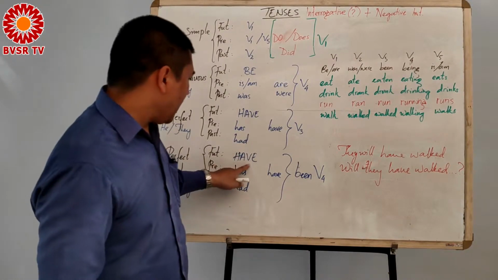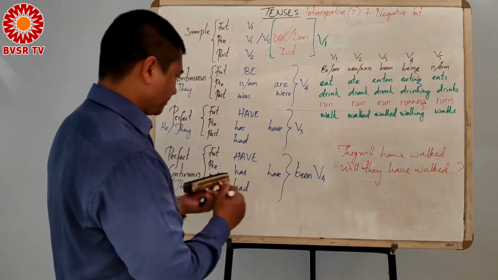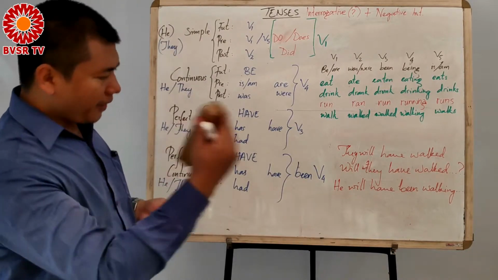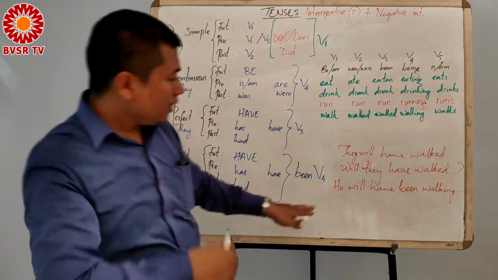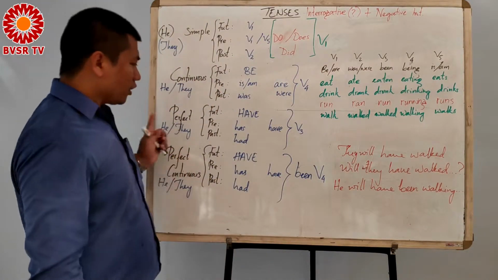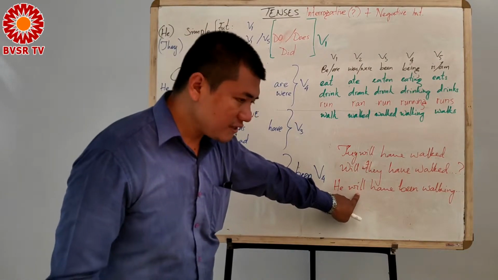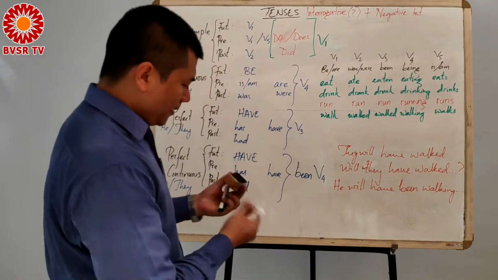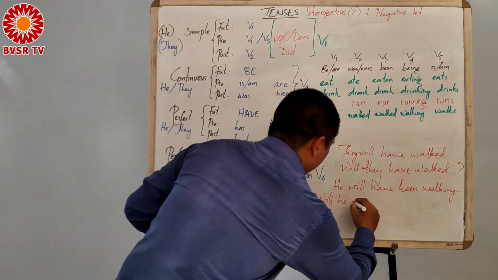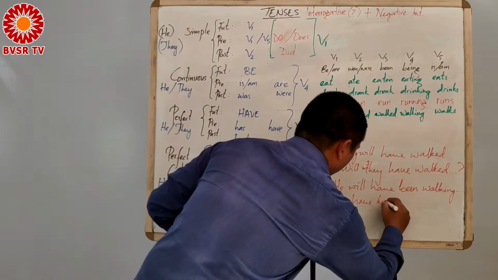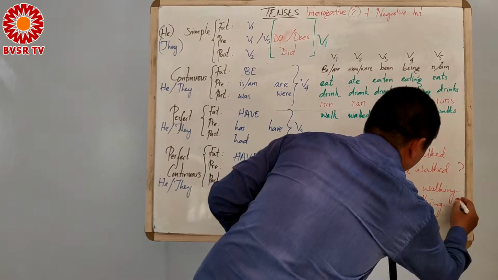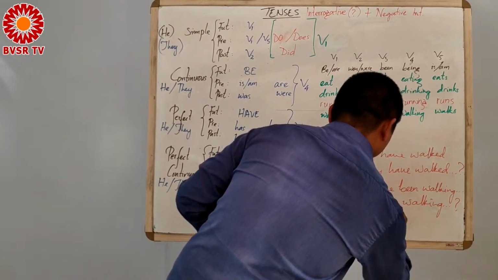He will have been walking in the park. Okay, so in the park, I don't write it, but still keep in mind, he will have been walking in the park. Now, what will be the interrogative, asking question? So the first helping verb will go before the subject and make the sentence. Will he have been walking in the park? So dash dash dash and question mark, asking question.